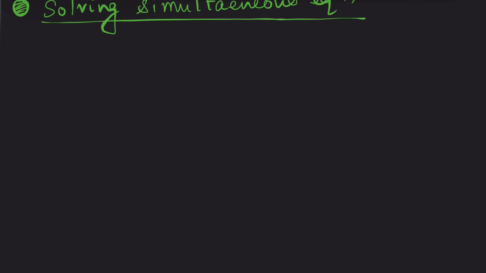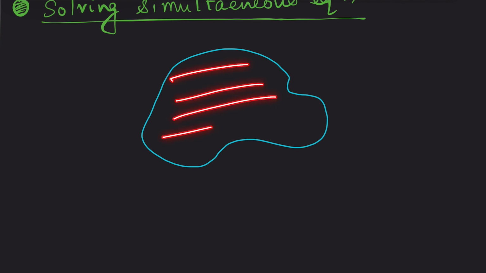So what do I mean by an enclosure? Enclosure means some collection of surfaces oriented arbitrarily. That means I can have an enclosure like this. This enclosure means it is enclosing some space. So it is enclosing this space. I can also have an enclosure like this.